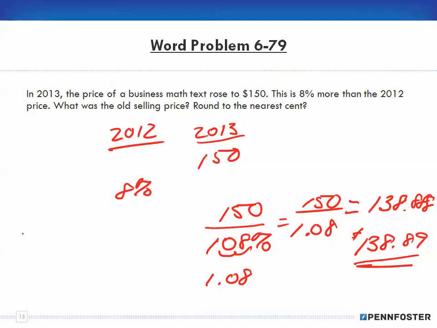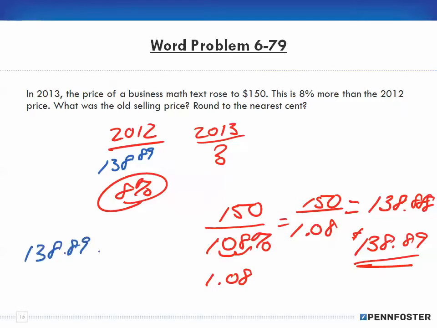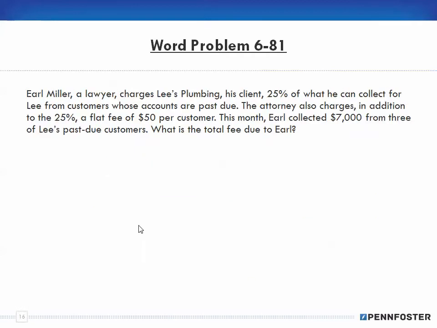Now, as a quick aside, if we knew that 2012 was 138.89 and we didn't know how much 2013 was, but we knew there was an increase of 8%, we would take the 138.89 and multiply it by 1.08, and that would get us to the 150. Enough of beating that dead horse.